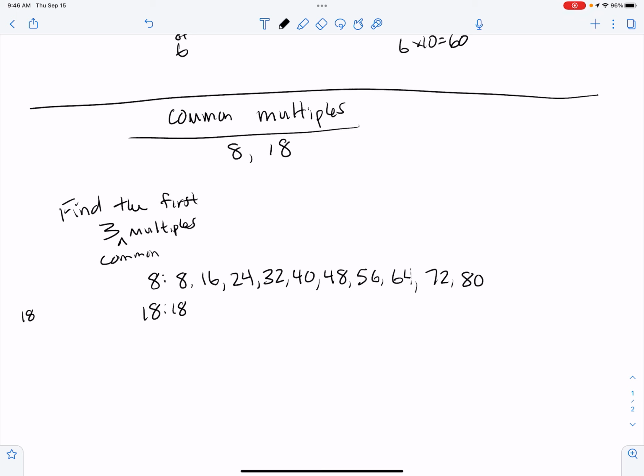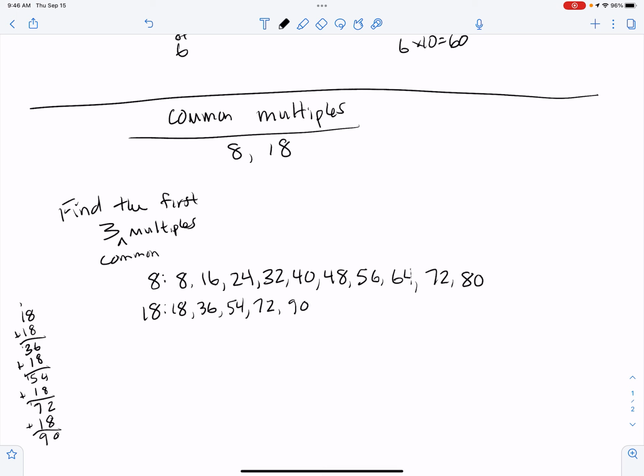So we have 18, 18 plus 18 is 36, 36 plus 18 is 54, 54 plus 18 is 72, 72 plus 18 is 90.